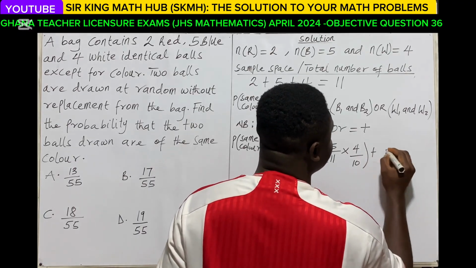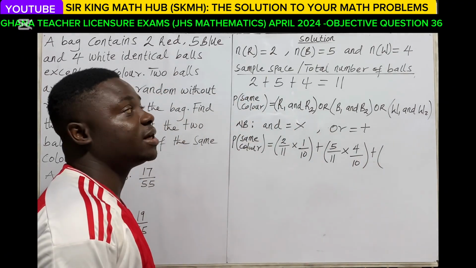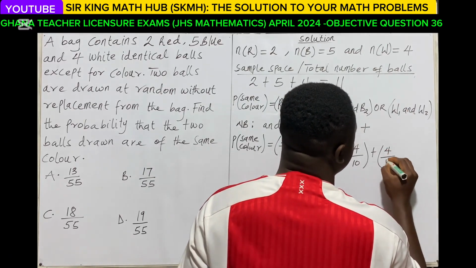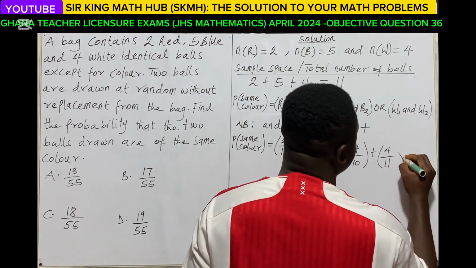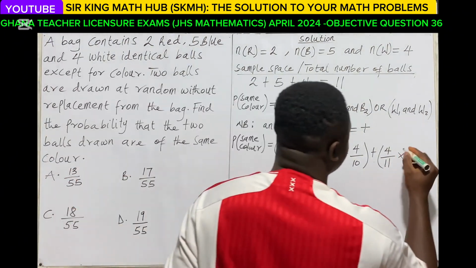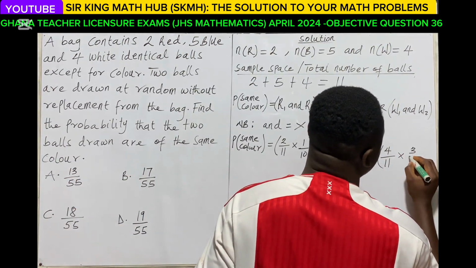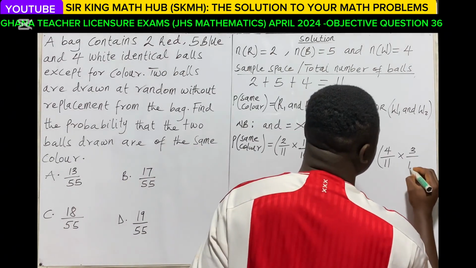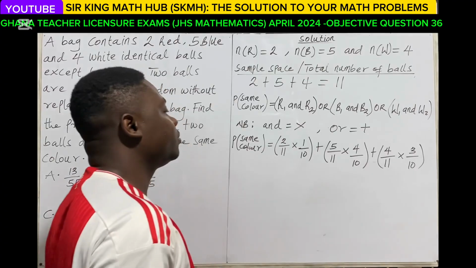"Or" means addition. Probability of selecting a white ball. The total number of white balls is 4 divided by the sample space, and means multiplication. The ball was not replaced, so the number of white balls has been reduced to 3. And the total number of balls has also been reduced to 10.